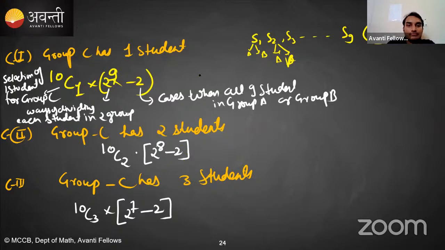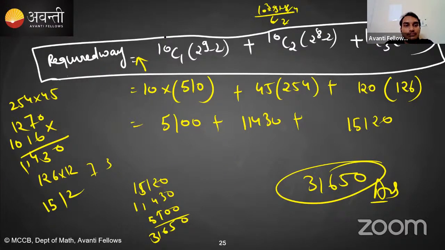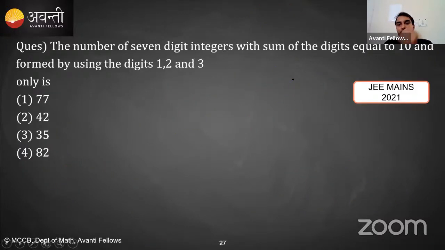Clear now? Is this clear? Any doubts? Chalo, if it is clear, let's proceed to the next question. Again, next question is number of 7-digit integers with sum of digits equal to 10 and formed by using 1 2 3. Again, I'm giving you 1 minute. Just attempt this question. Attempt करो इस question को and let me know the answer quickly.